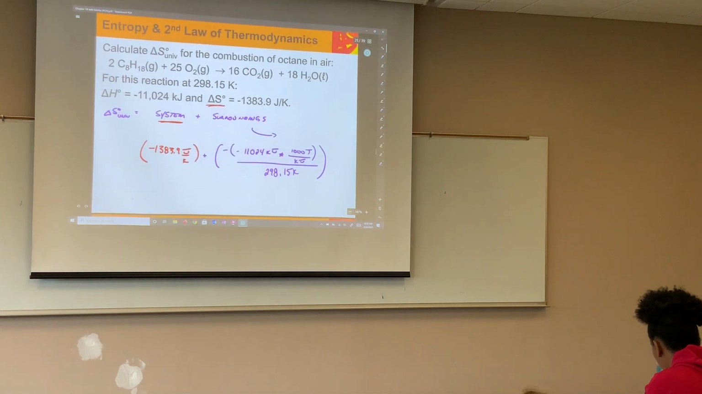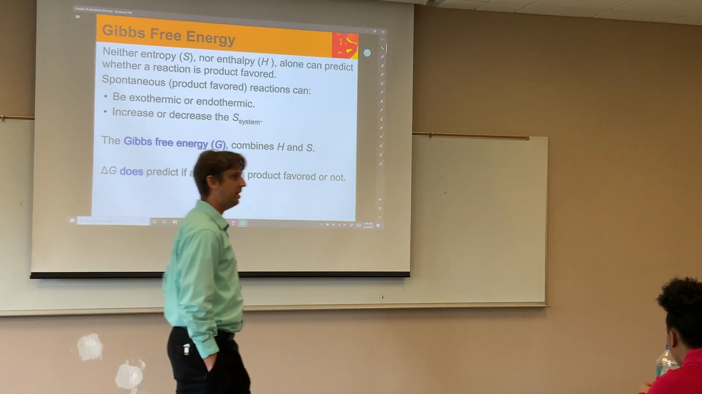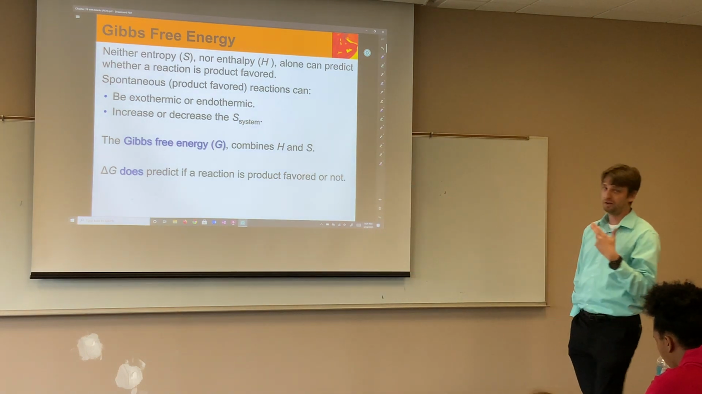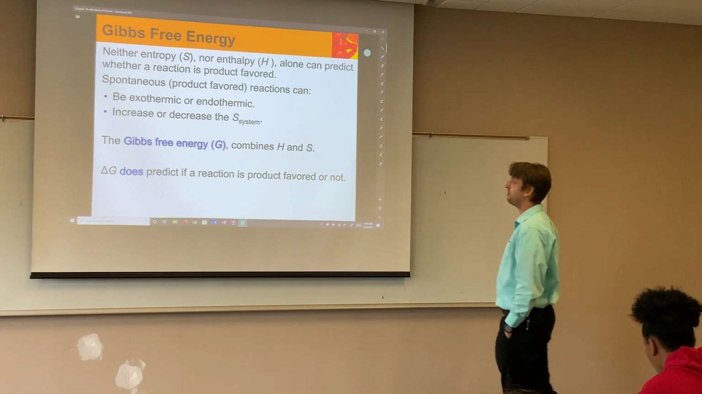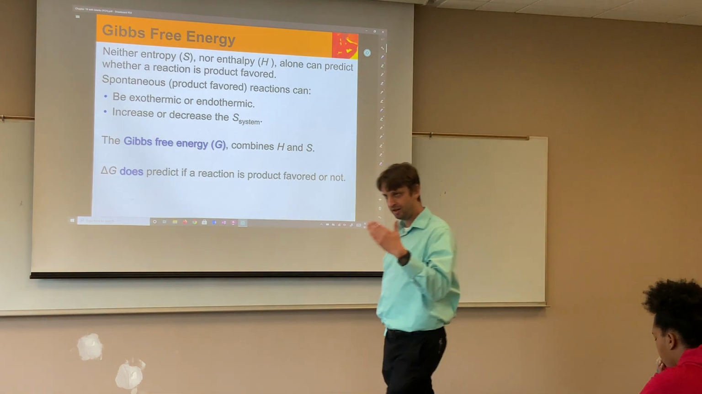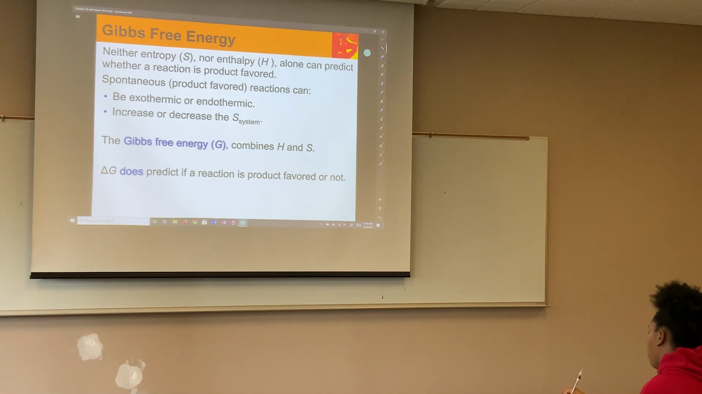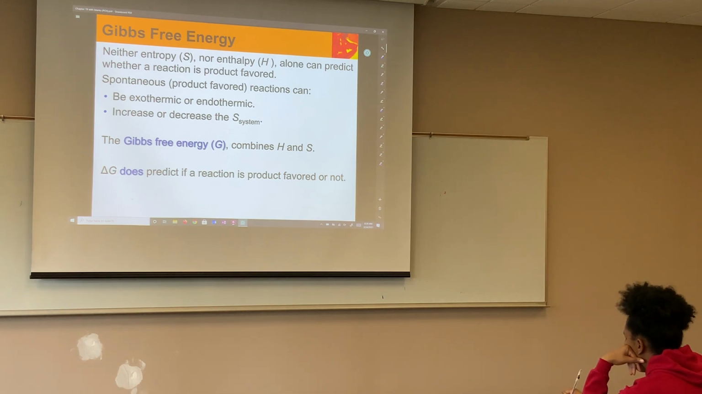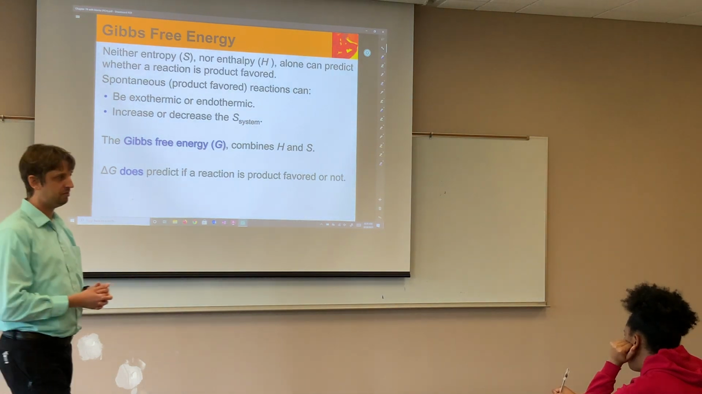Okay, so now we get to this point here, and then we can finally get to one of the big equations that come out of this chapter. Neither entropy nor enthalpy alone can predict whether a reaction is favored. It's got to be a combination of those two. A spontaneous, product-favored reaction can be exothermic or endothermic. We talked about that, so that means that enthalpy by itself can't predict what happens. And a spontaneous reaction can increase or decrease the entropy of the system. Those two bullet points are the conceptual idea. So what we have to do instead is look at something called Gibbs free energy, which is our way of predicting the spontaneity of a reaction.